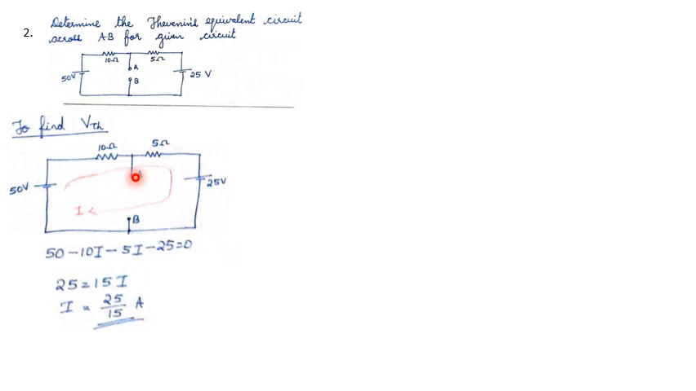Now the next step is to find the voltage between A and B, which is the Thevenin voltage. From this diagram, we can write the voltage between A and B will be equal to 50 minus the voltage drop across this 10 ohm resistor. We know that the voltage between this terminal and this terminal is 50. That minus this voltage drop will give you the voltage between these two terminals.